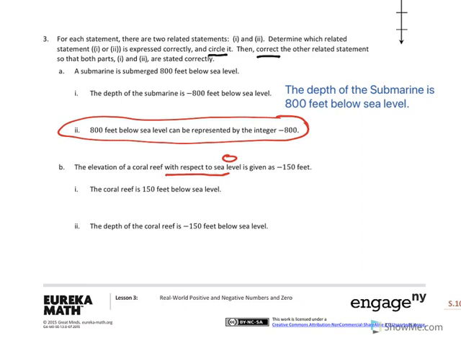Okay, since it says 150 feet below sea level, the one below it says negative and then below, and we told you can't do that, this one has to be correct. Okay? So if this next one is incorrect, now the next part of our problem is we have to correct it. So how would we correct the depth of the coral reef is negative 150 feet below sea level? We don't want to write the same thing that was up here.